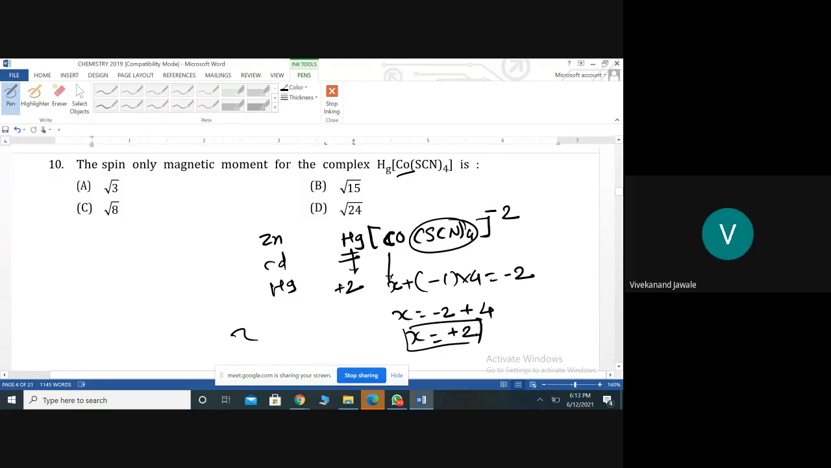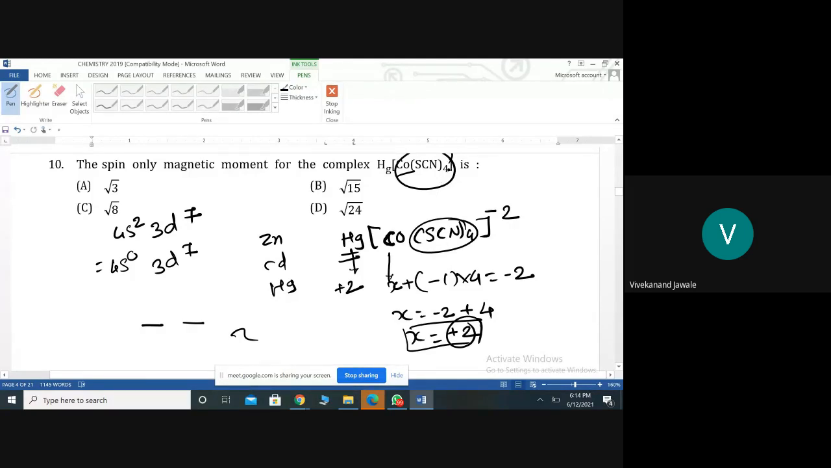Now, in your cobalt, how many electrons are present in the general electronic configuration? 4s2 3d7. We have to go with the plus 2 oxidation state, so what do we have? 4s0 3d7. Now, if we have 3d7 with your complex, then will it be octahedral or tetrahedral? SCN4, will it be octahedral or tetrahedral? Come on.